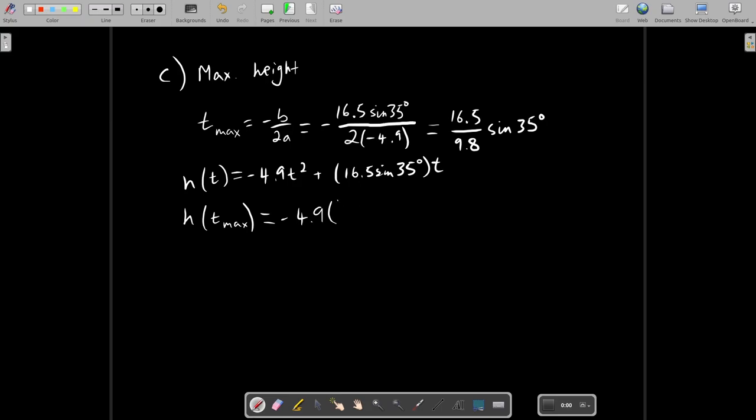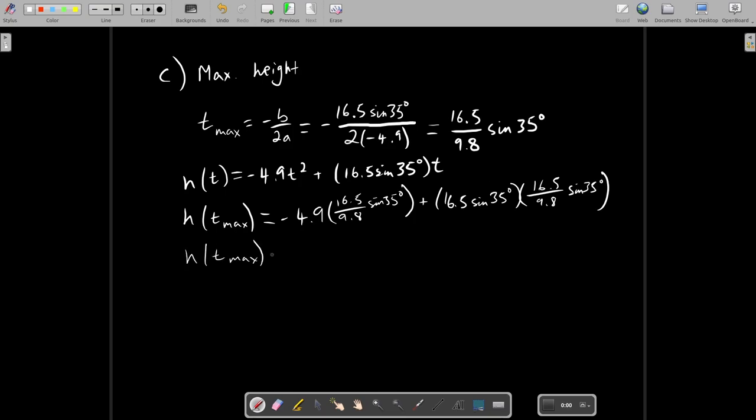Minus 4.9 times 16.5 sine 35 over 9.8, squared, plus 16.5 sine 35 degrees times 16.5 sine 35 over 9.8. All right. And h of t max is equal to, I forgot to add a little squared there, we get approximately 4.57 meters. All right, so that's the way you calculate for the max height of the soccer ball.